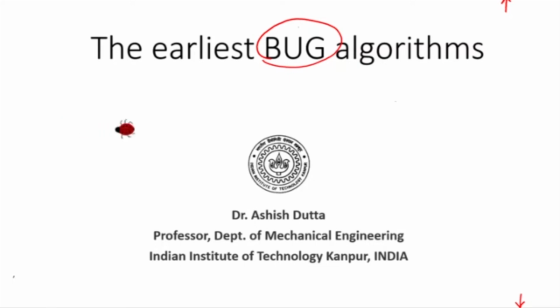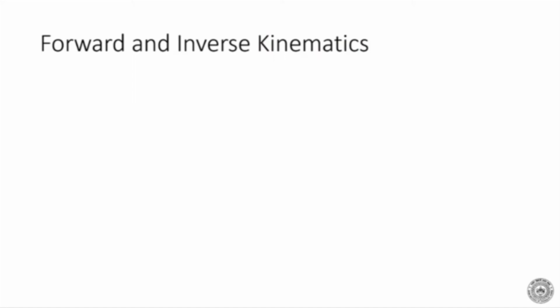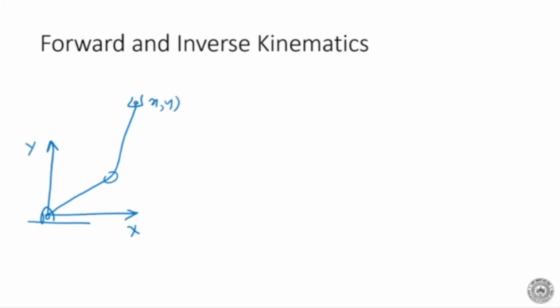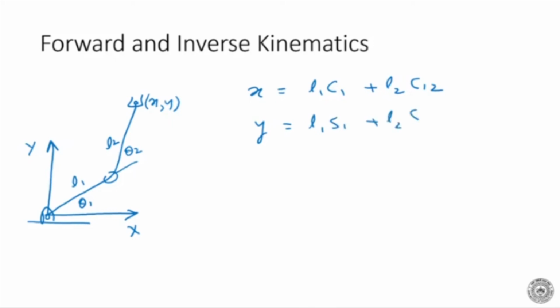Before we move on, let me very quickly go into forward and inverse kinematics. So in the last class, we looked at forward and inverse kinematics, and we said that if you have a two-link manipulator system like this, this is two links for simplicity. This is my x-axis, y-axis, and this is my point xy. So in terms of the link lengths L1, L2, and the link variables theta 1 and theta 2, I can write this as x is equal to L1 cos theta 1 plus L2 cos (theta 1 plus theta 2), and y is equal to L1 sin theta 1 plus L2 sin (theta 1 plus theta 2).